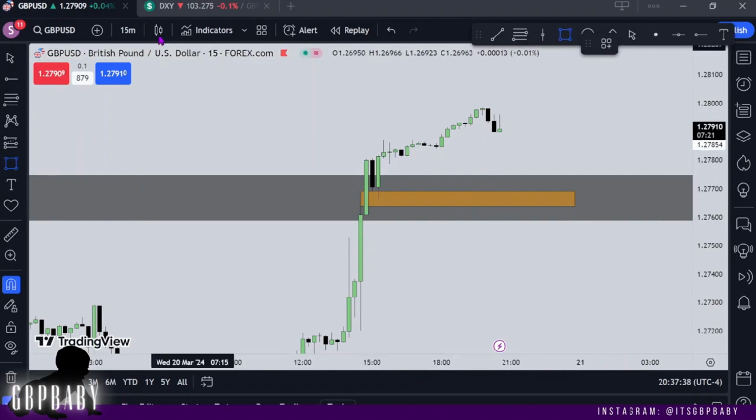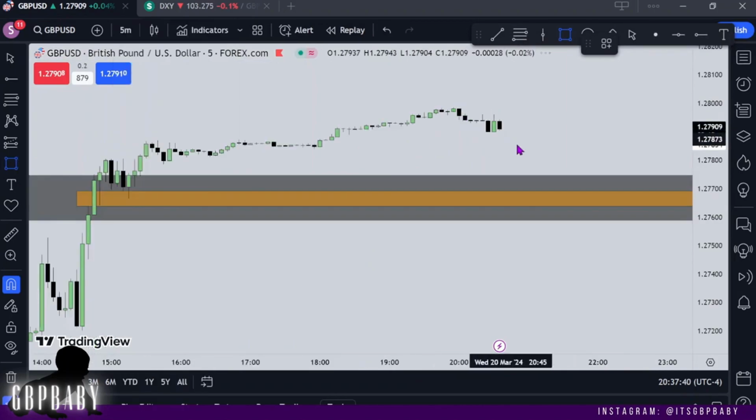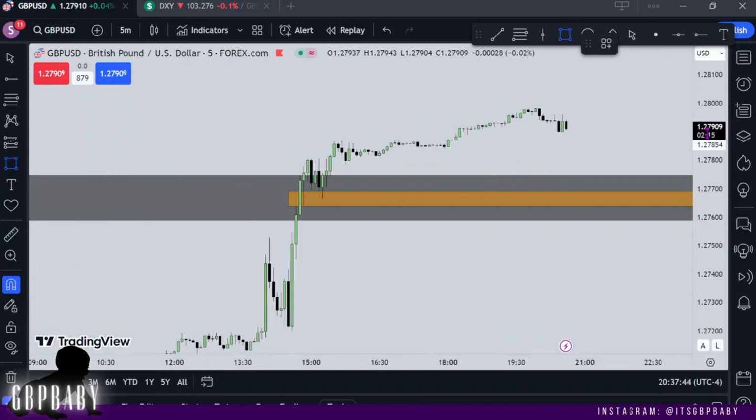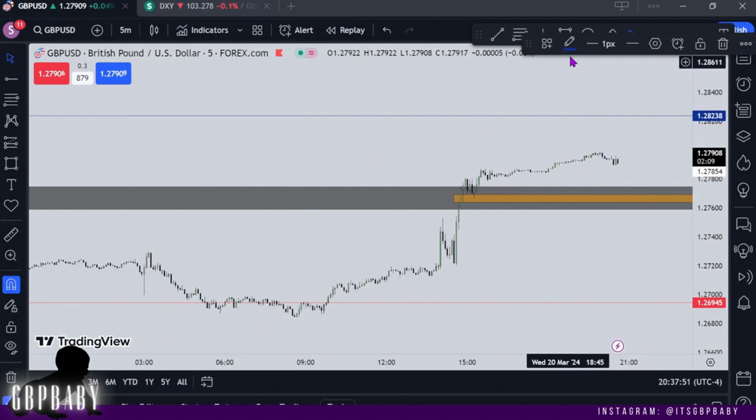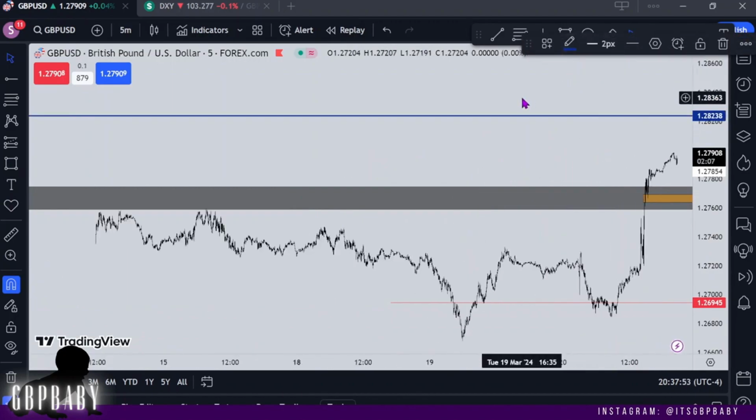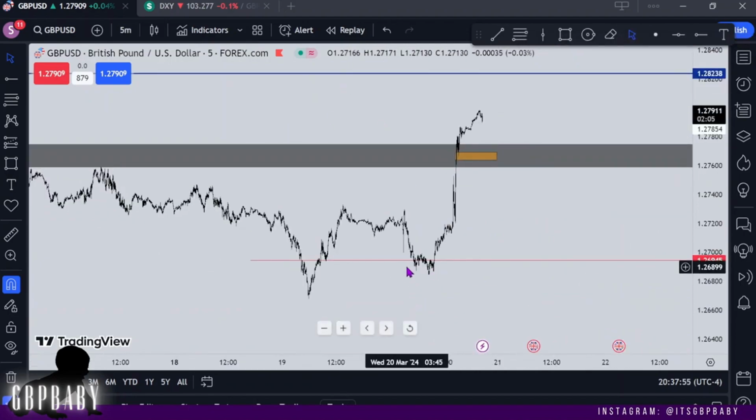So again, moving into the new day, I'd expect us to retrace lower eventually, and then I'll start looking for longs at this level with the expectation to trade into those relative equal highs I was speaking about. So very simple day.